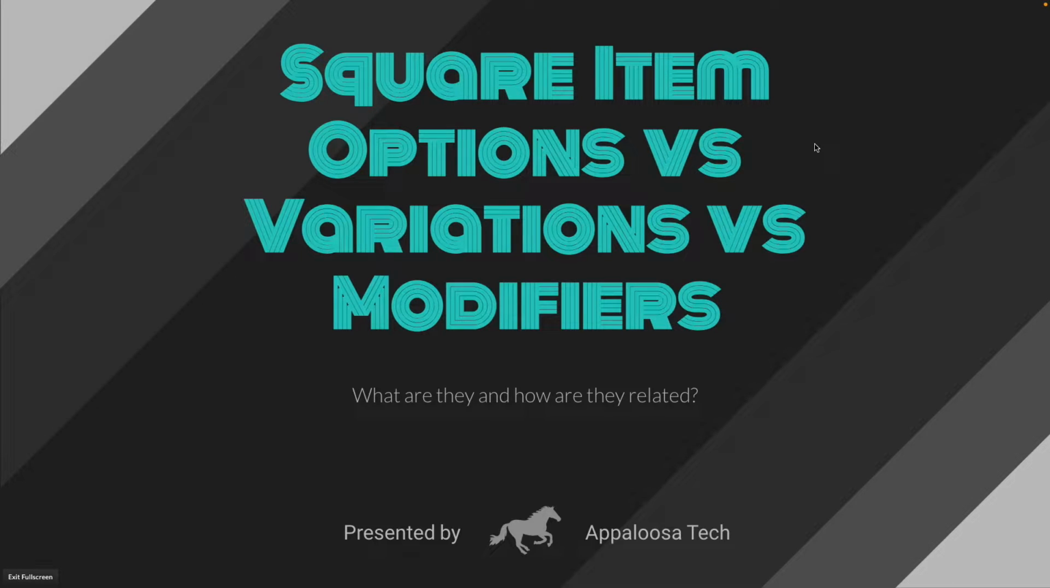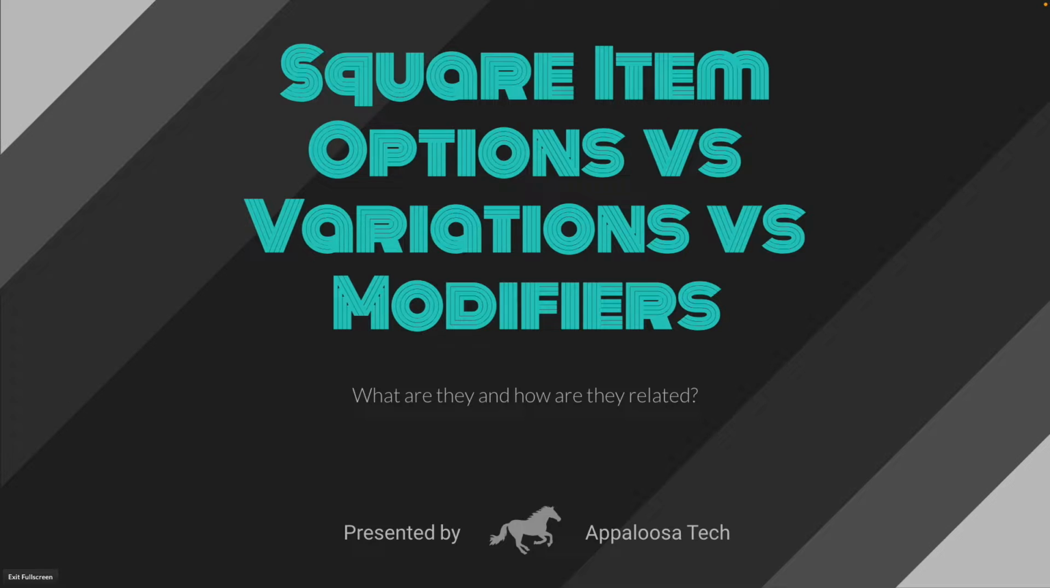What I'm going to do in this video is show you a Square item and its options, variations, modifiers, those three things, and how they interact with each other, how they're related, and how they're not related. This can be a confusing topic, so I want to make it very clear for you in your mind so that you can move forward with confidence.